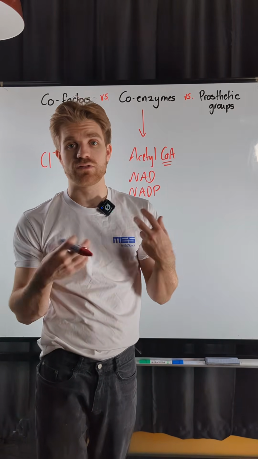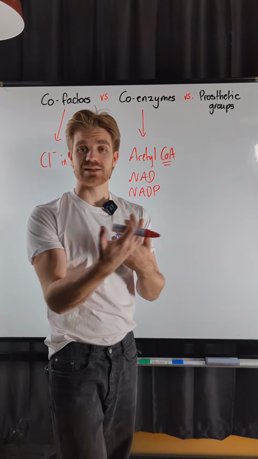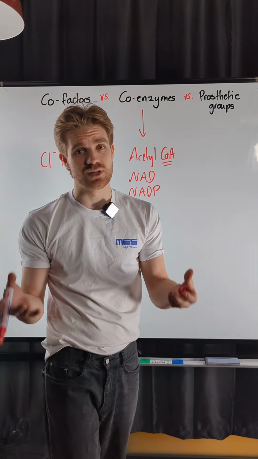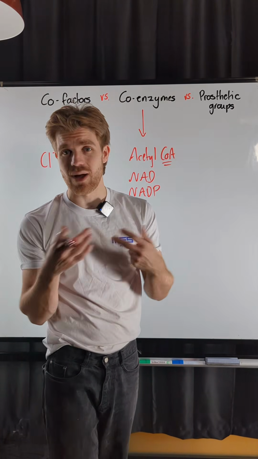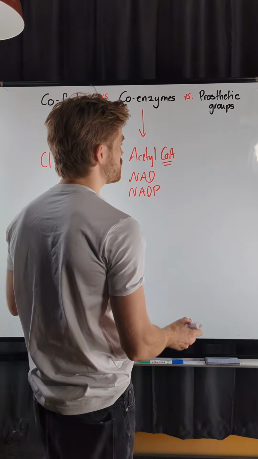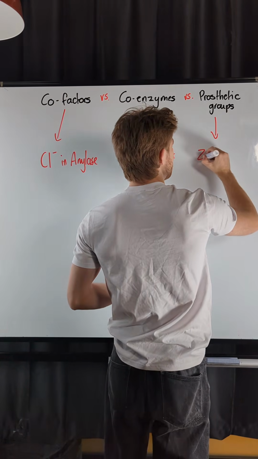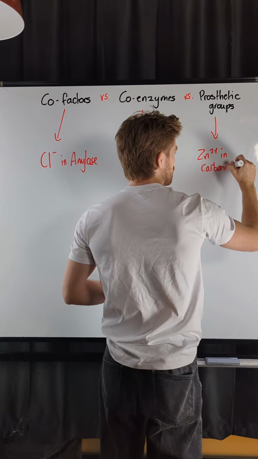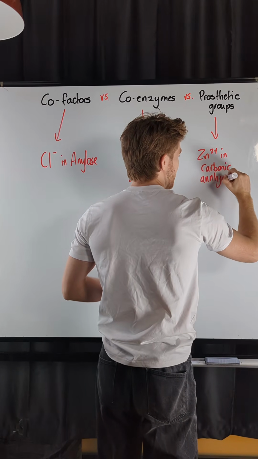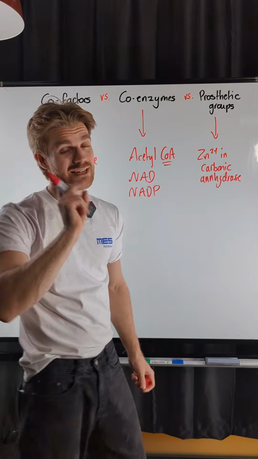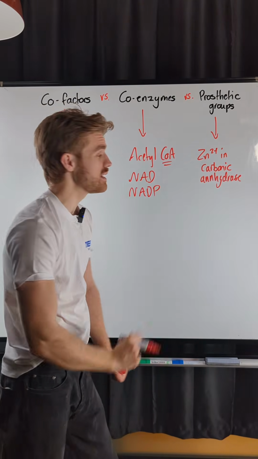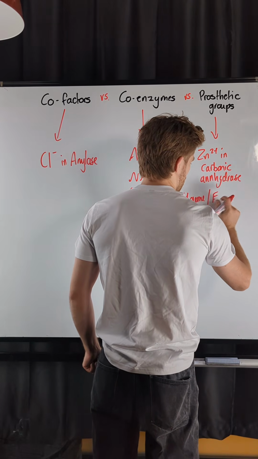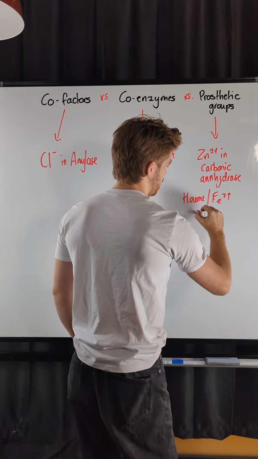This is a really good way of cells regulating whether or not the enzymes are active and are able to carry out their function. This is important for things like hydrolytic enzymes that might lead to damage within the cell if they were active all of the time. Examples of prosthetic groups would be things like zinc ions in carbonic anhydrase, and another classic example, not in an enzyme this time, in a different type of protein, is the heme and iron ion in hemoglobin.